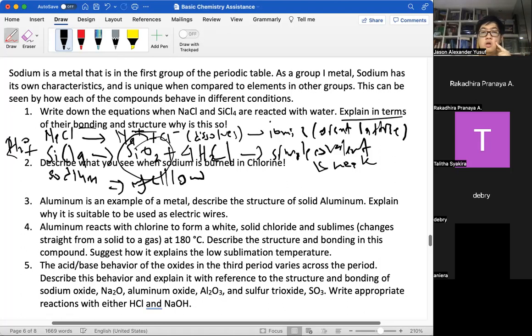And also, when we burn sodium in chlorine, there's this big energy given by the heat that allows the sodium to react with the chlorine, hence the reaction is like this. And we have the formation of NaCl, which is solid. And this NaCl is a white solid, right? If you look at your table salt, what color is it? It's white, right? And so we can see formation of white solid.